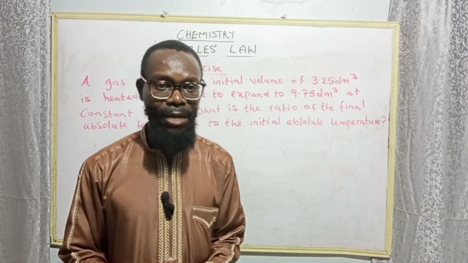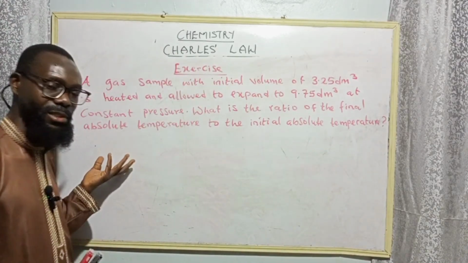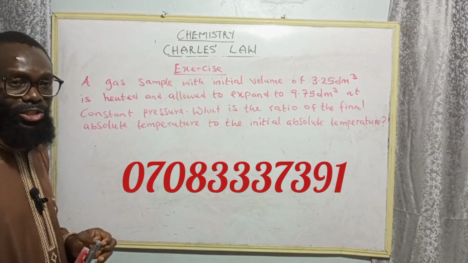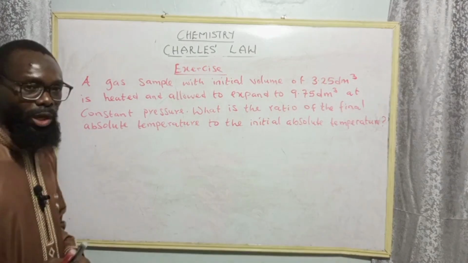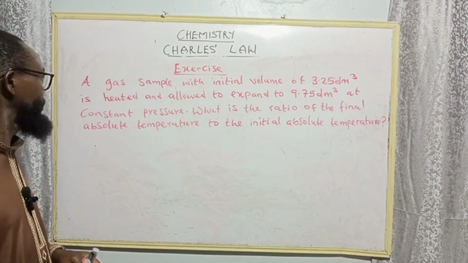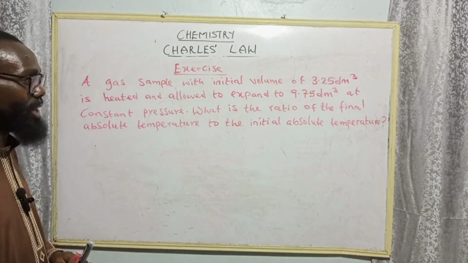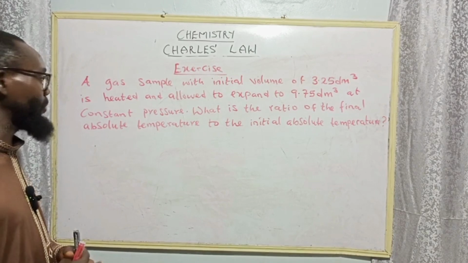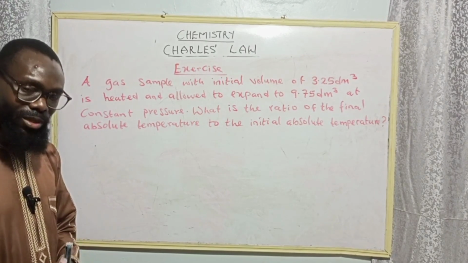In order to test our understanding, let us attempt this exercise and send it to the number below for verification. A gas sample with initial volume of 3.25 dm cube is heated and allowed to expand to 9.75 dm cube at constant pressure. What is the ratio of the final absolute temperature to the initial absolute temperature?